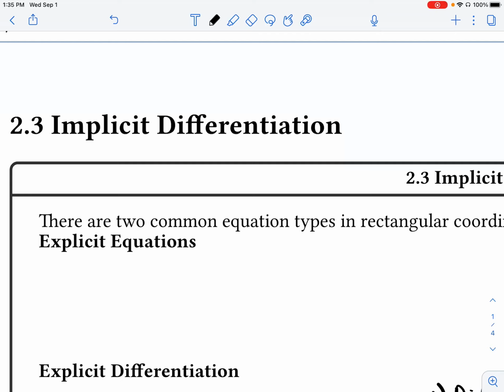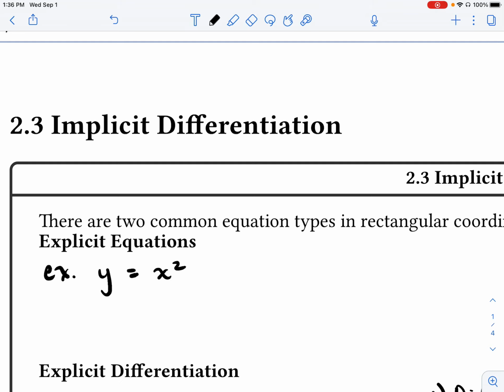When we are working in the coordinate plane, there are two common equation types. There are what we call explicit equations, and an example of an explicit equation might be something like y is equal to x squared, something really basic like that. So y is equal to x squared. Now, in a situation like this, it's very clear to us what the relationship is between y and x.